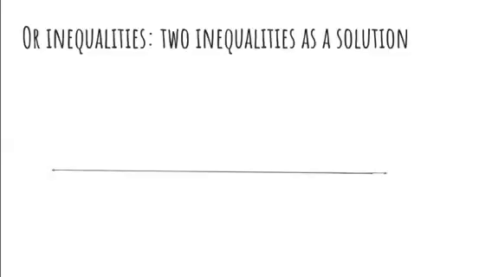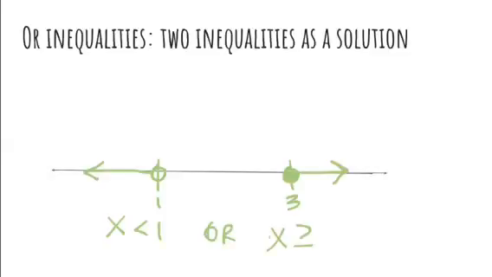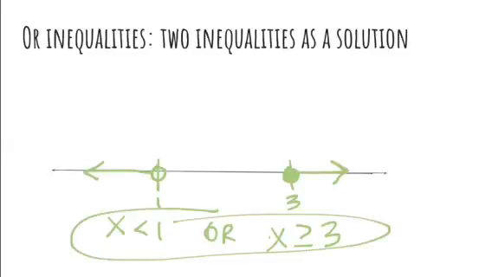So if you get something like this, I'm not putting numbers in, I'm just doing a basic graph. Or maybe it could be equal to. This has two inequalities as a solution, and so your answer might be x is less than 1 or x is greater than or equal to 3. So when it's an OR inequality, you would have these two joined by OR, because all numbers over here and all numbers over here are true for one of the inequalities.